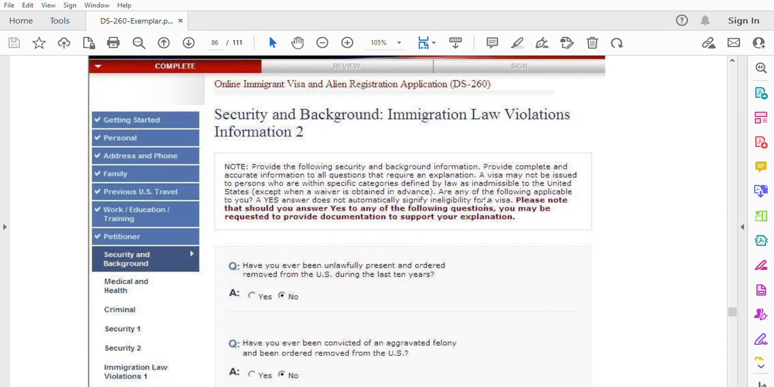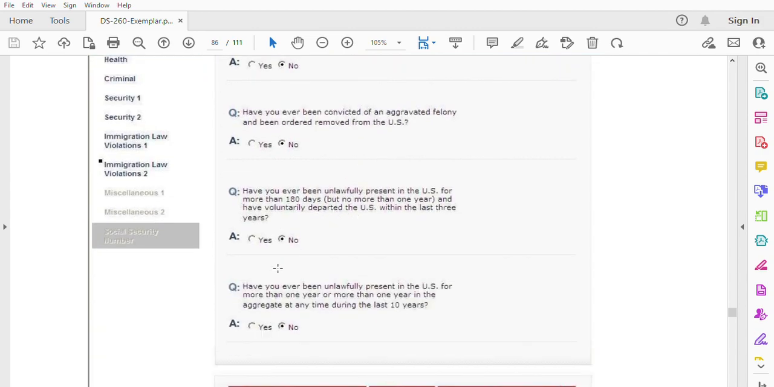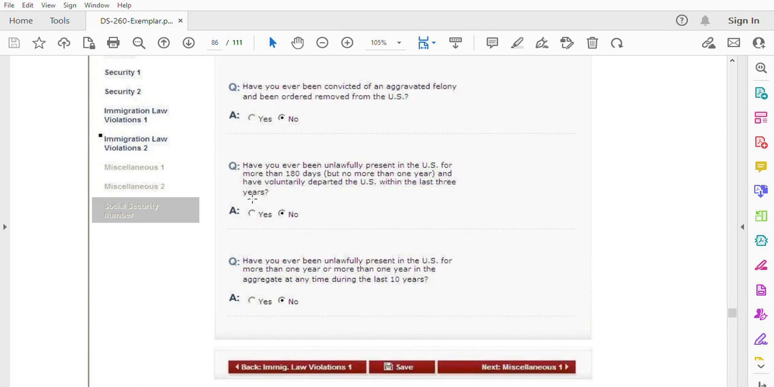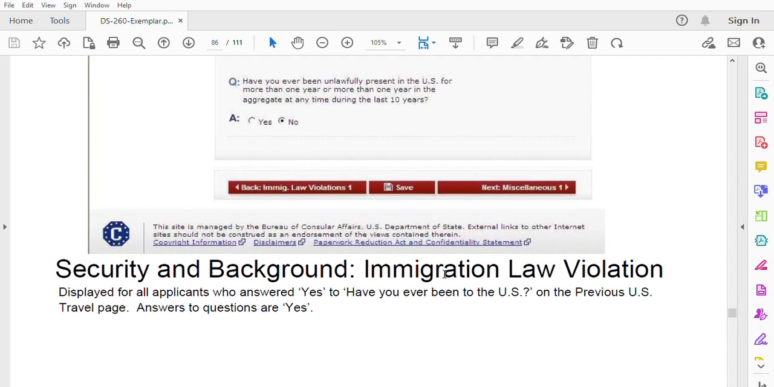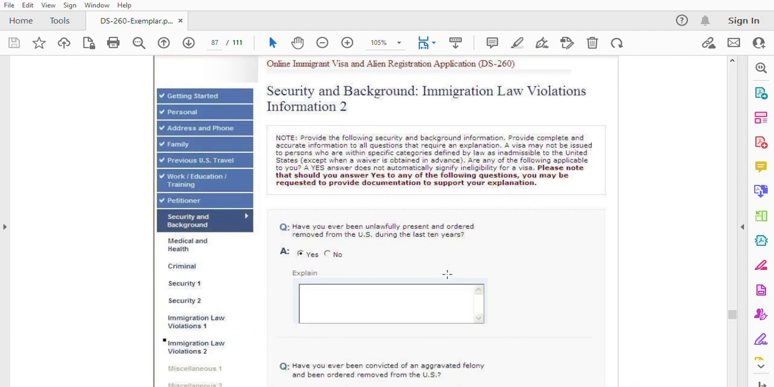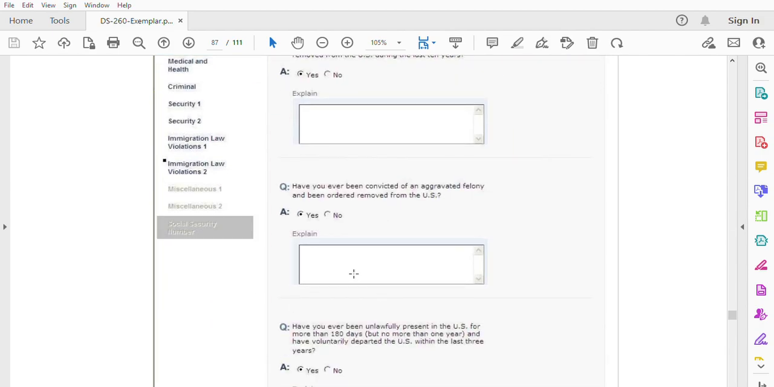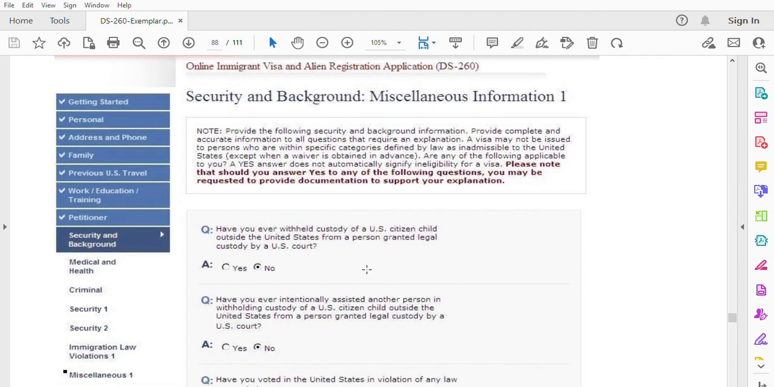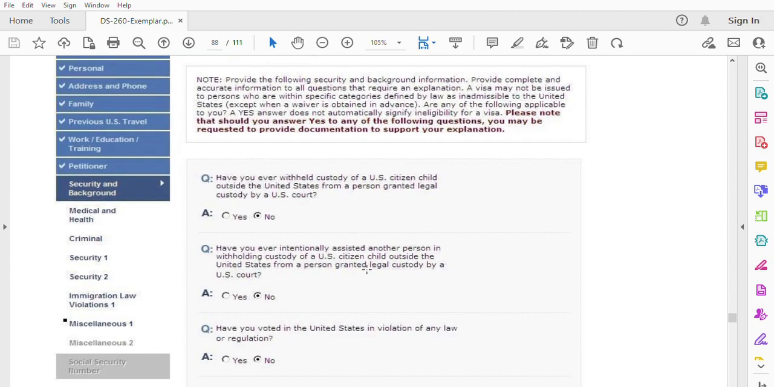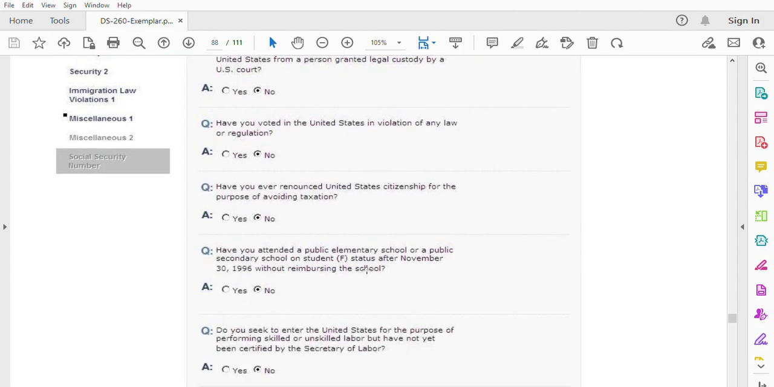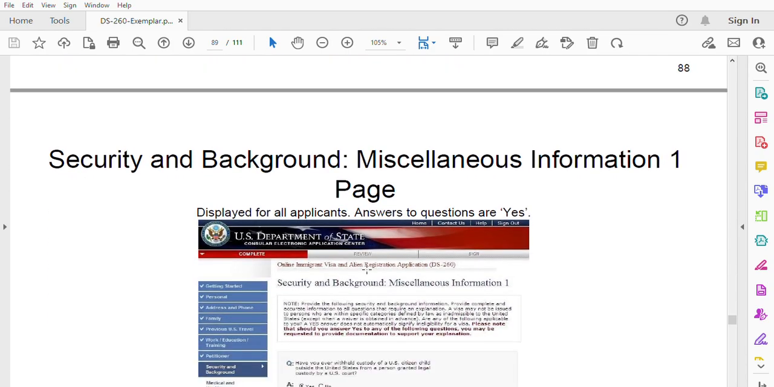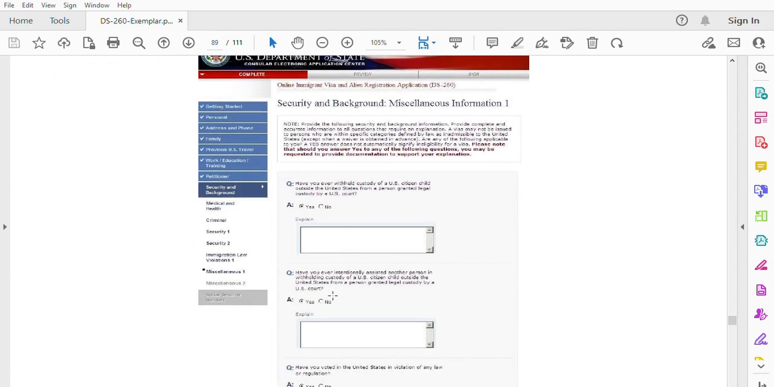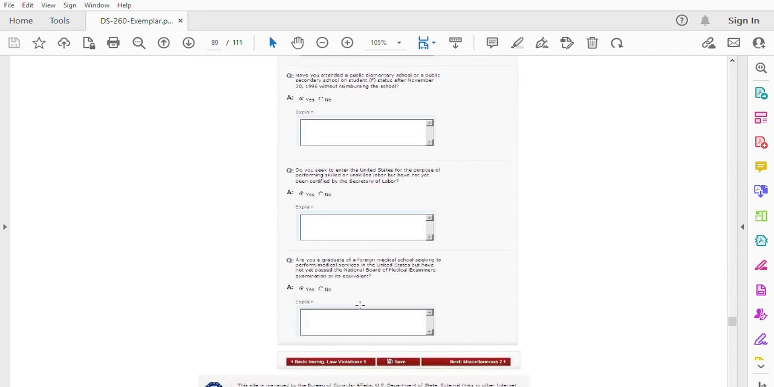Security and background, immigration law violation information 2. This is a yes or no answer. Please choose the one that applies to you. As I said before, be honest. Have you ever been an unlawful resident or ordered removed from the US during the last 10 years? If you answer yes, this is where you're gonna give an explanation for these questions. Same thing over here, these are yes or no questions, and most of them are no, but check the one that applies to you. If you answer yes, this is where you enter an explanation.